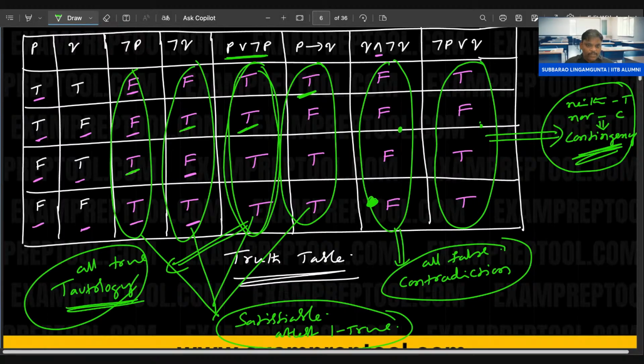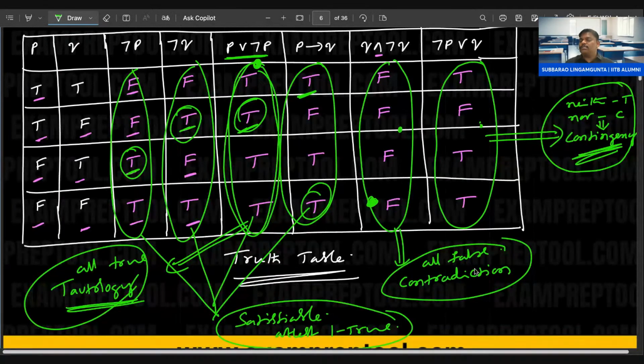If you observe clearly, check where all are true: P OR negation P, all true. All true is a tautology. And one more thing: at least one true. Here at least one true, here at least one true, here at least one true. So at least one true means satisfiable.